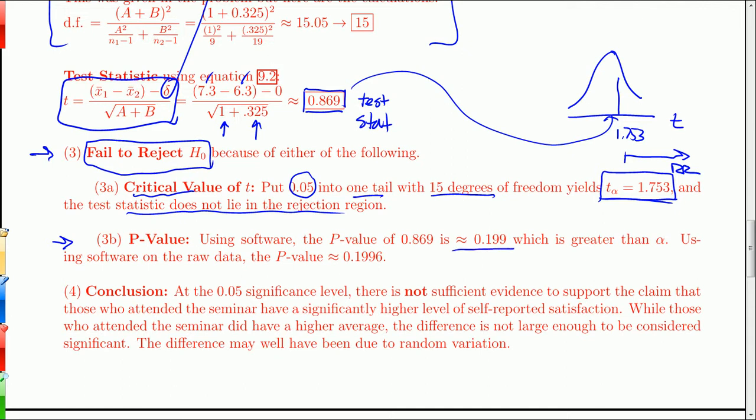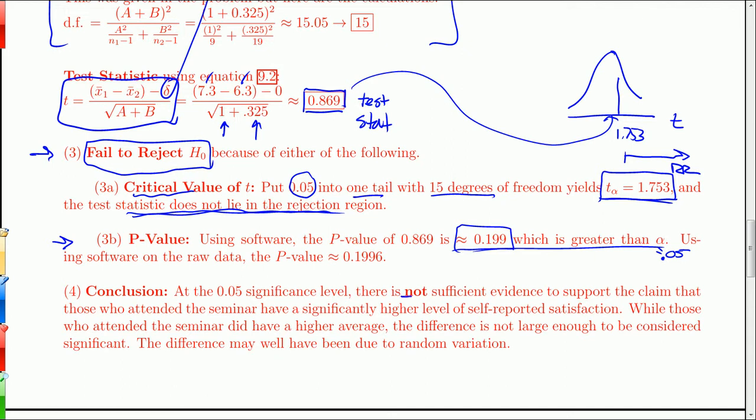which is 0.199, and that is certainly greater than alpha, because alpha, the significance level in this problem, is 0.05. So by either method, p-value method or critical value method, you're going to reject the null hypothesis. I'm sorry, you're going to fail to reject the null hypothesis. I repeat, fail to reject the null hypothesis because the test statistic does not lie in the rejection region or because the p-value is greater than alpha. Right? Either reason, fail to reject. So what that means is we don't have enough data to support the claim.